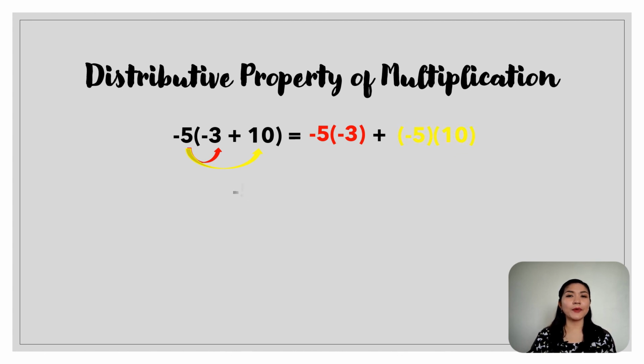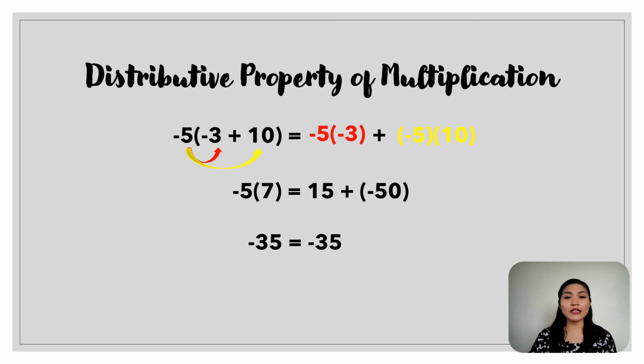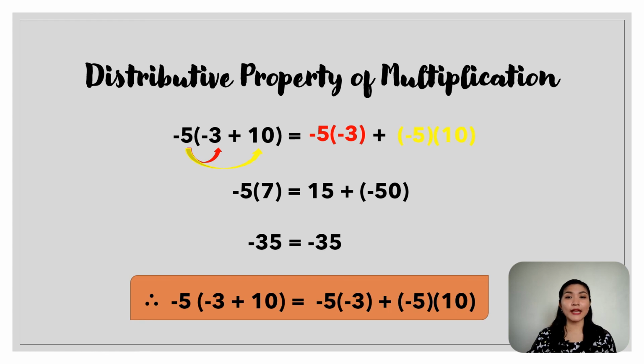Now let's see if the property holds true by simplifying both sides separately using the rules of PEMDAS. We have negative 5 times 7 equals 15 plus negative 50, giving us negative 35 on both sides. Thus, the distributive property of multiplication, negative 5 times the quantity of 3 plus 10 is equal to negative 5 times 3 plus negative 5 times 10.